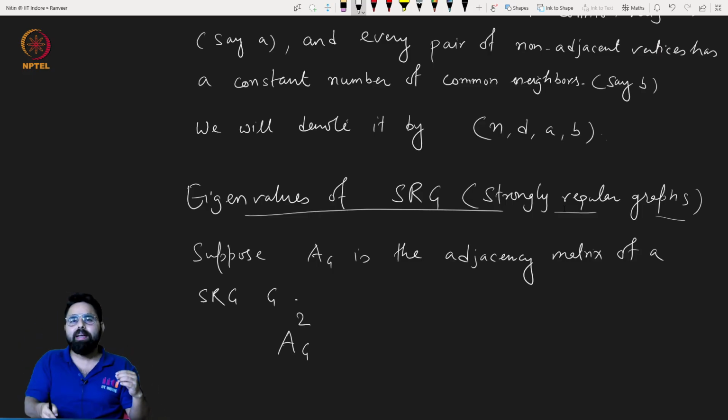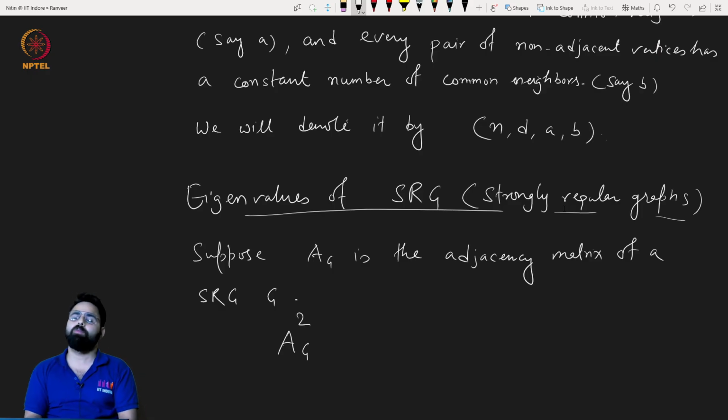Whatever the common neighbors are, we will reach from i to that common neighbor, and then from that common neighbor we will reach j, right? So this is of length 2. So the number of common neighbors will tell you the number of length 2 walks between i and j, right?